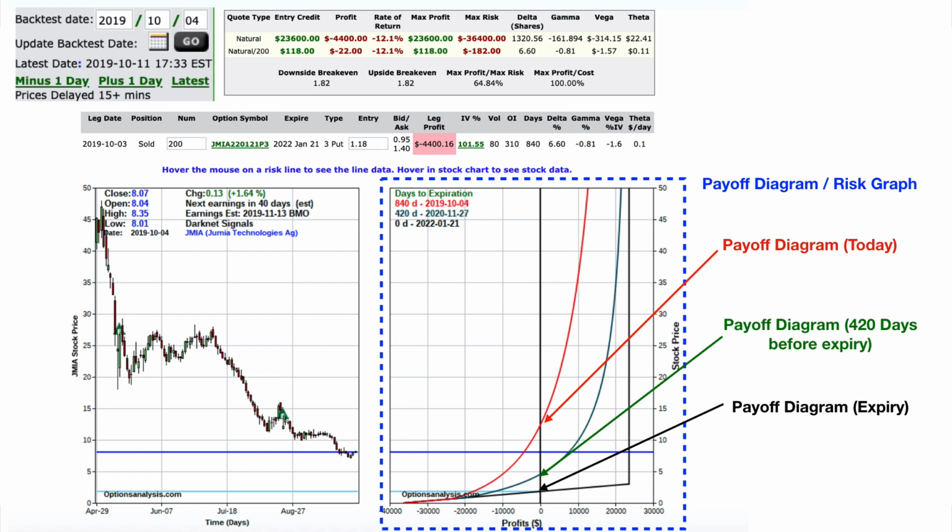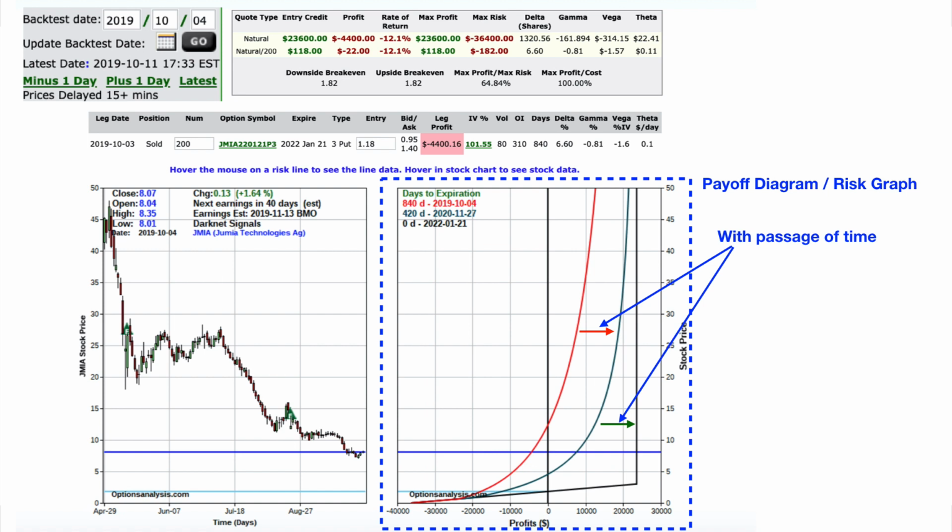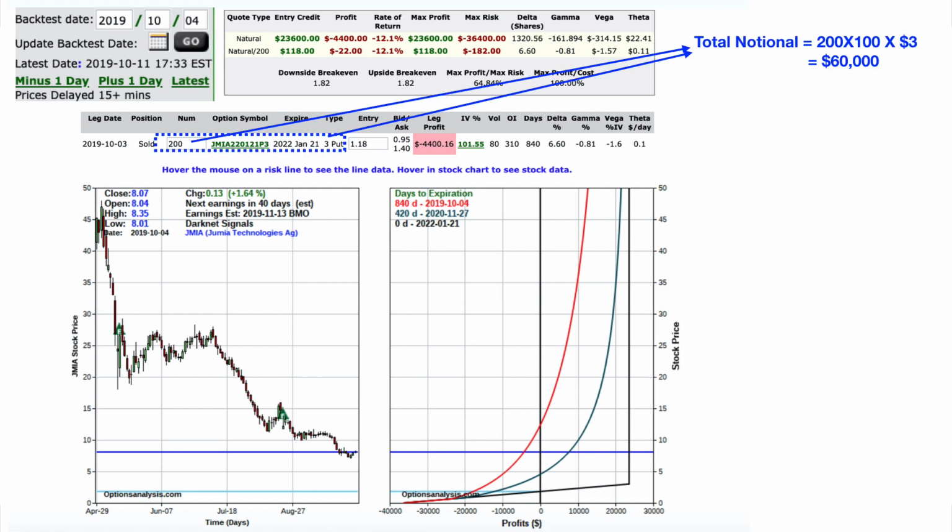The green line is how the payoff diagram will look 420 days before expiry. So as you can see, with the passage of time, the red line moves towards the green line, and the green line will move towards the black line. This is what happens when there is time decay. Because this is a short option position, we benefit with the passage of time. Now, the total notional value of this trade is 200 contracts multiplied by 100 shares per contract multiplied by $3, which is the strike price. So the total notional value is $60,000.